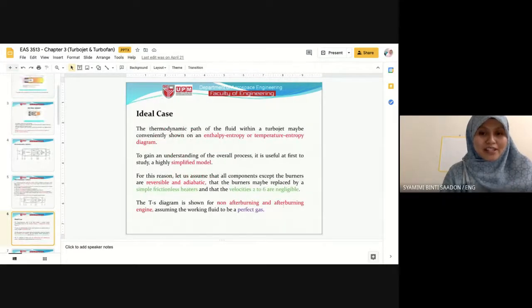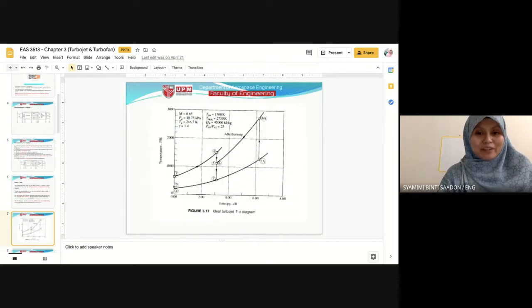In the ideal case, it is reversible adiabatic, which we call isentropic. This one you have learned in aerothermal. So we generally explain it in a TS diagram. We sketch the thermodynamic cycle in a TS diagram, temperature versus entropy.